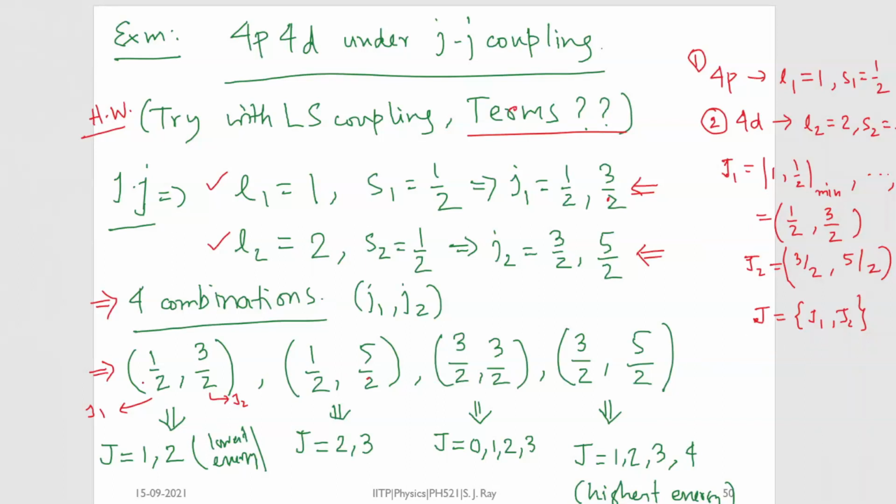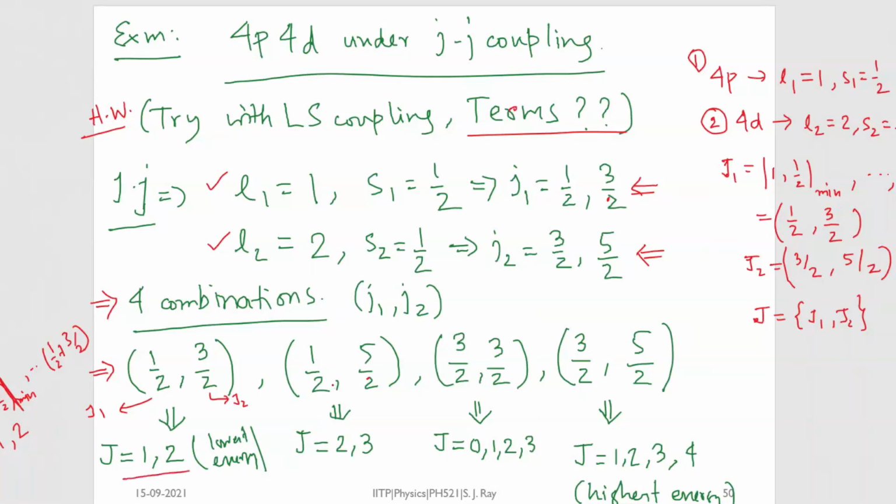Let's take this particular example, half and 3 by 2. Here the values of J will be from the minimum to half plus 3 by 2, because this is the maximum. The minimum is usually a mod, actually. So the minimum will be 3 by 2 minus half, which is 1, and the maximum will be 3 by 2 plus half, which is 2. Since we don't have any other combinations in between, the possible values of J here will be 1 and 2.